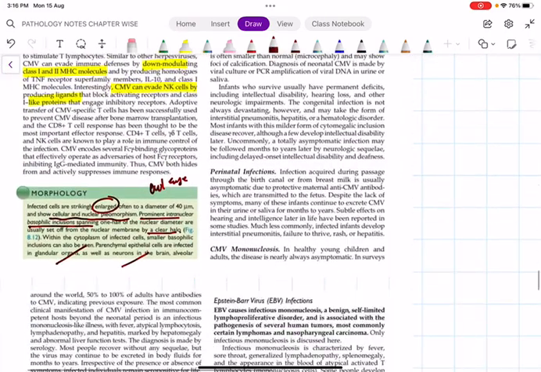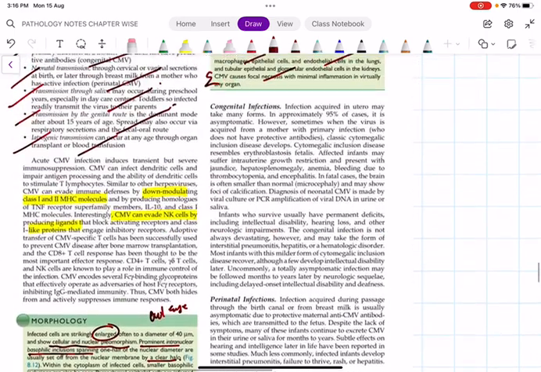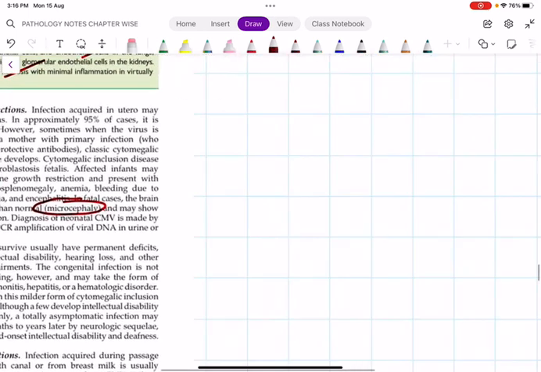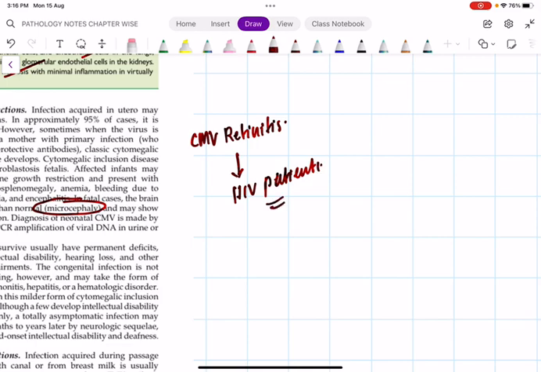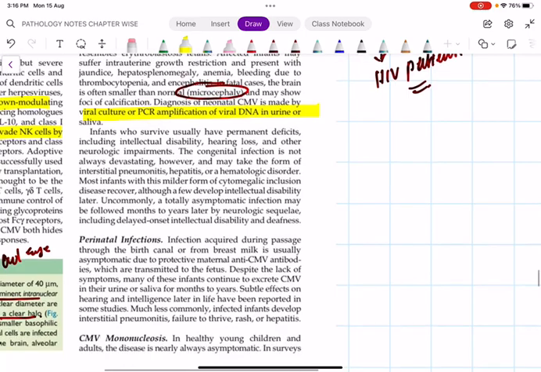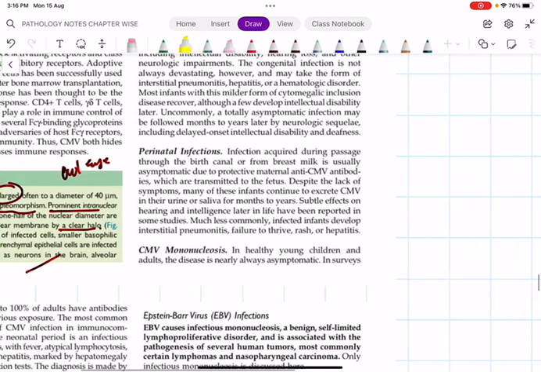Then, congenital infections. Congenital infection is, suppose the mother is pregnant and after delivery the baby got cytomegalovirus, mainly you can see microcephaly. Cytomegalovirus is also known to cause CMV retinitis. What is that? CMV retinitis in HIV patients. And remember, diagnosis is made by PCR or viral DNA detection. Then perinatal infection, I have already told you.